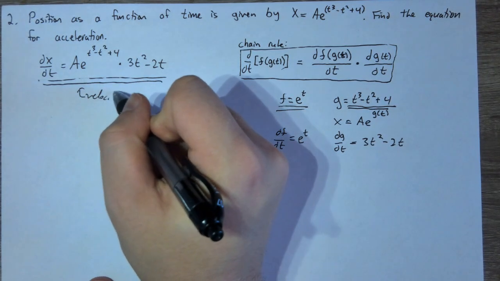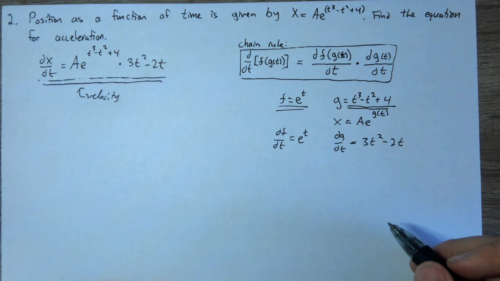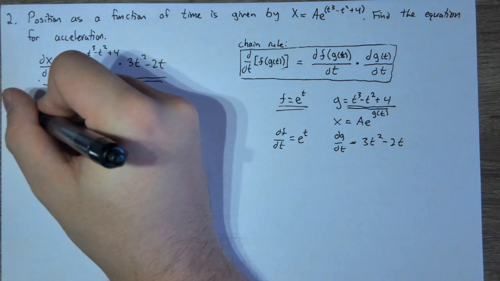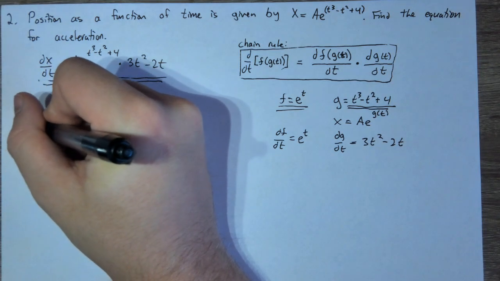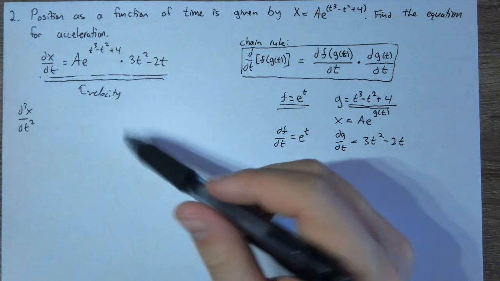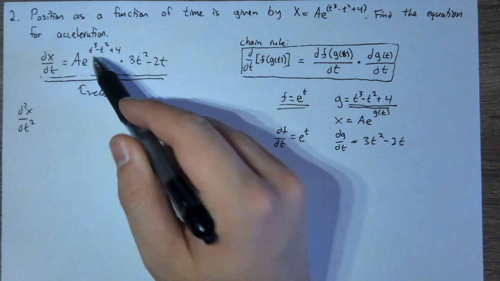And this would describe our velocity. Okay, so that's one step down. Now we need to find the second derivative. So how do we do this? Well, we're going to have to use another rule because we have a function with respect to t.